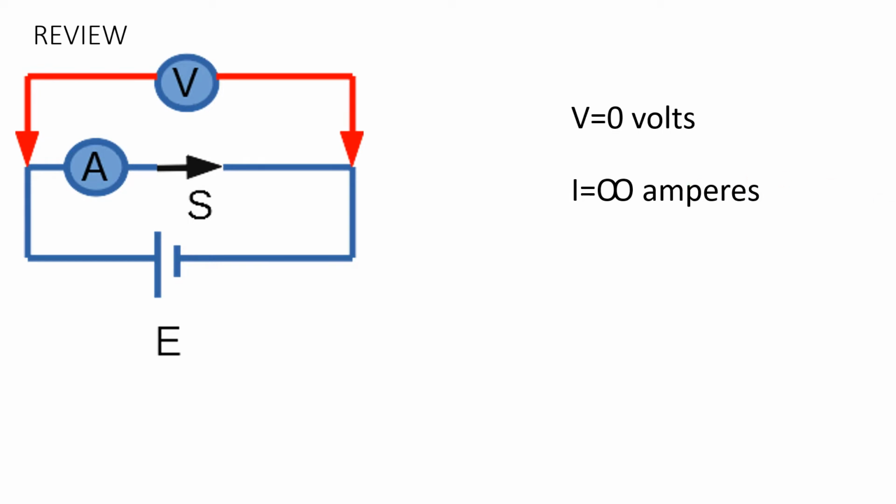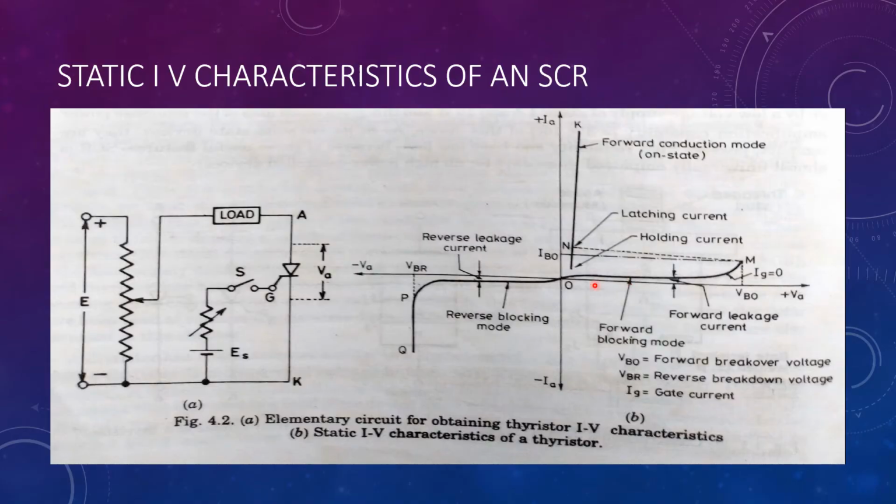We can apply the same terminology in the static IV characteristics. As you can see over here in the static IV characteristics, the voltage across the SCR is very high. However, the current is very small. Since the voltage is high and the current is low, the SCR acts as an open switch in this region. Similarly, in this region, you can notice that the voltage is high and the current is very small. High voltage and low current indicates that the SCR operates in the open condition. It acts like an open switch.